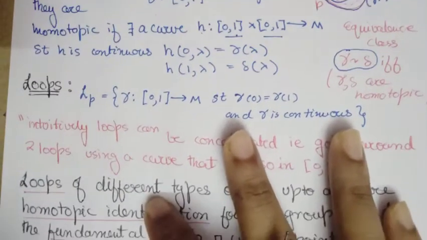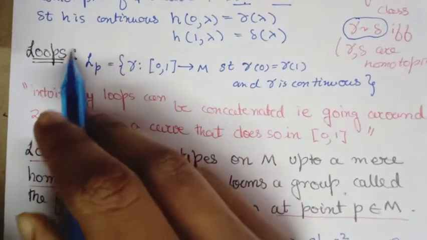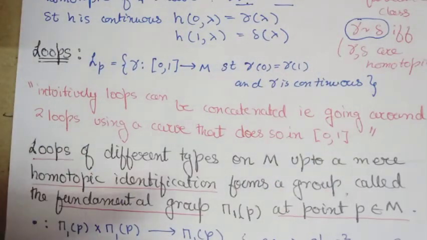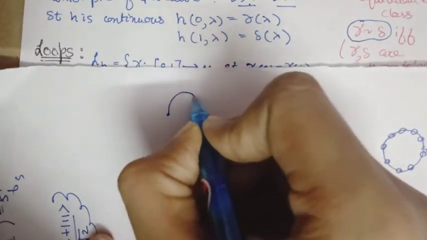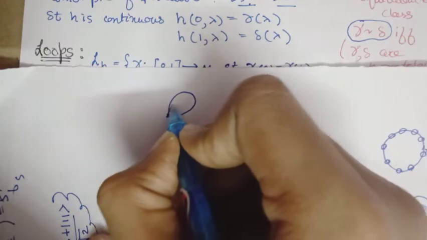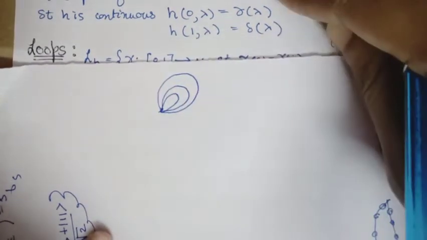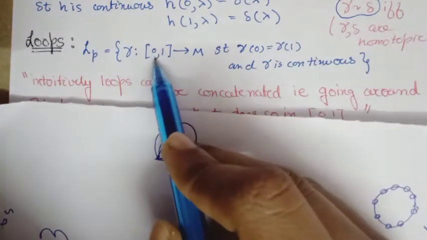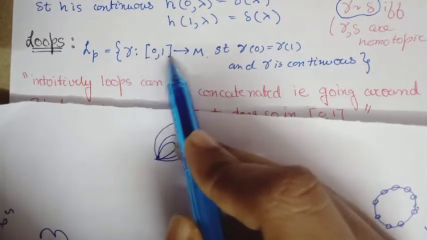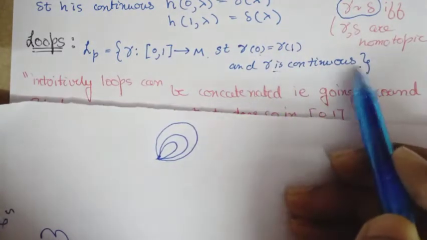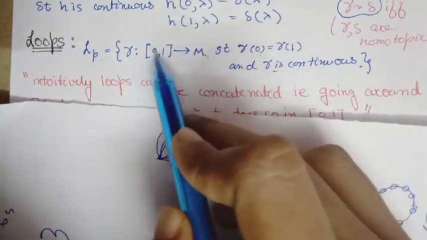Now let's look at something called loops. Given a point gamma, you can draw loops like this. I hope these are intuitively very much like loops. What this means is that you again parameterize the curve such that the initial point and the ending point are the same, and gamma is continuous, again with respect to the topology here and here.